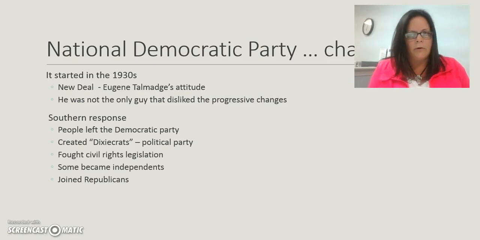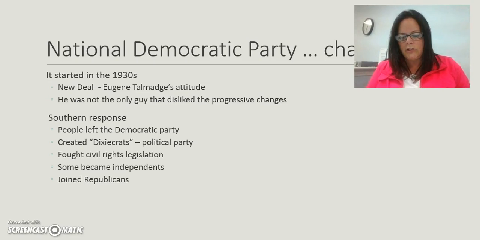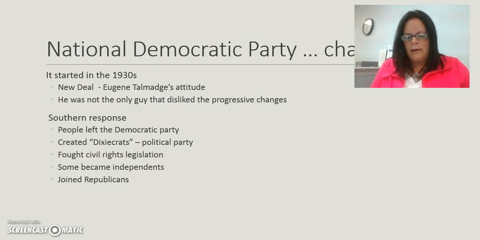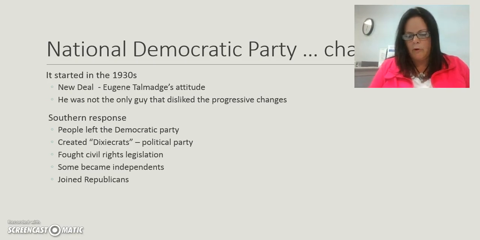Think back to the New Deal and Eugene Talmadge's attitude toward Roosevelt's and his administration's programs. Eugene Talmadge was not the only guy that disliked these progressive changes. A lot of white Georgians began to take issue with the National Democratic Party and Roosevelt's New Deal policies. As the National Party became more and more progressive and favored civil rights laws, many white Southerners began to leave the Democratic Party.